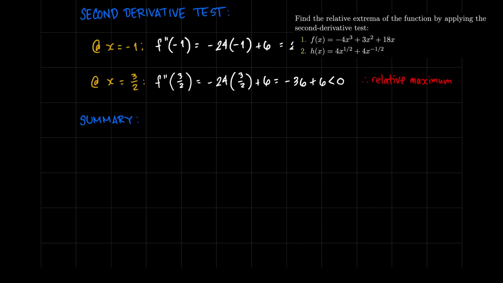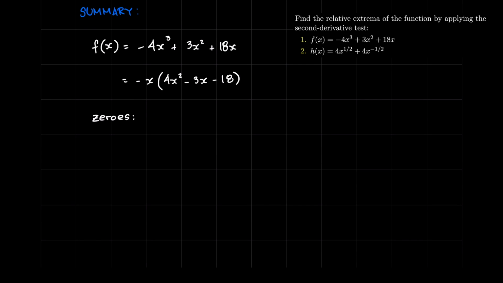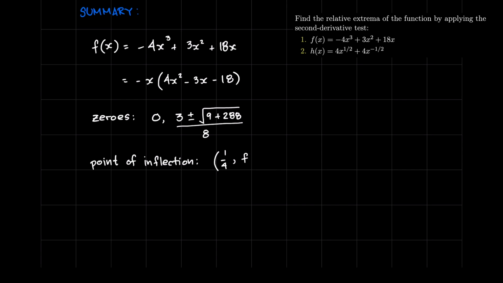To summarize our results, we have our f of x. Factoring out si negative x, we have this expression. Solving for the zeros, we have 0. And this numerical expression na galing sa quadratic formula. So hindi siya nice na integer. The point of inflection is at 1/4, f of 1/4.